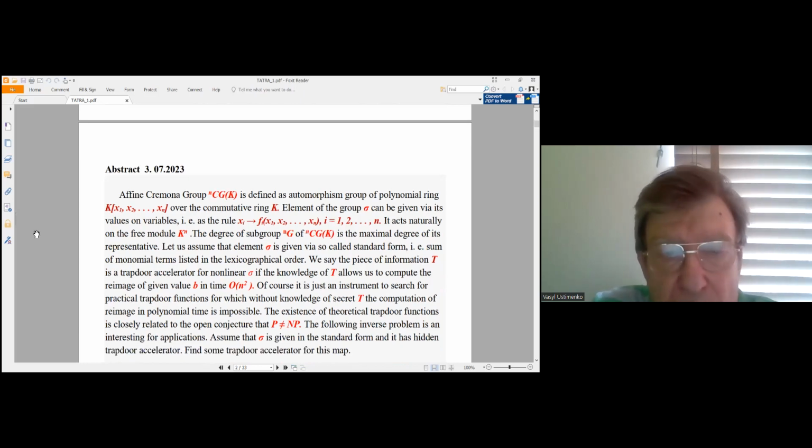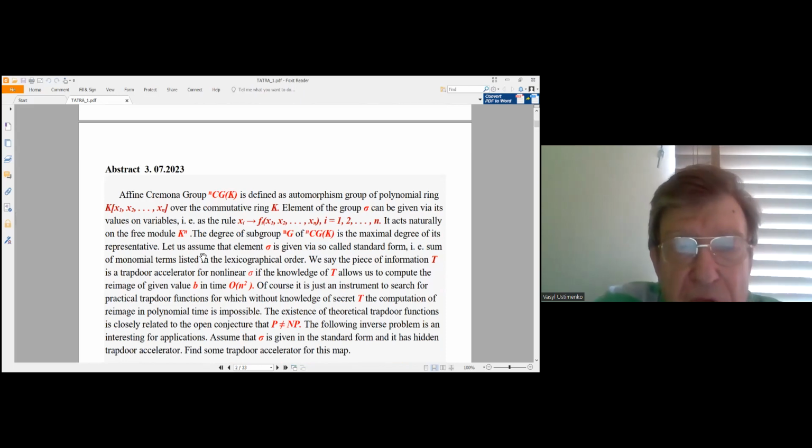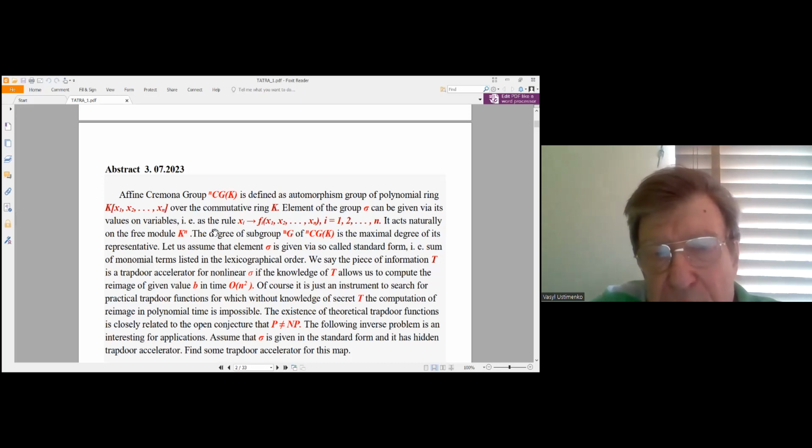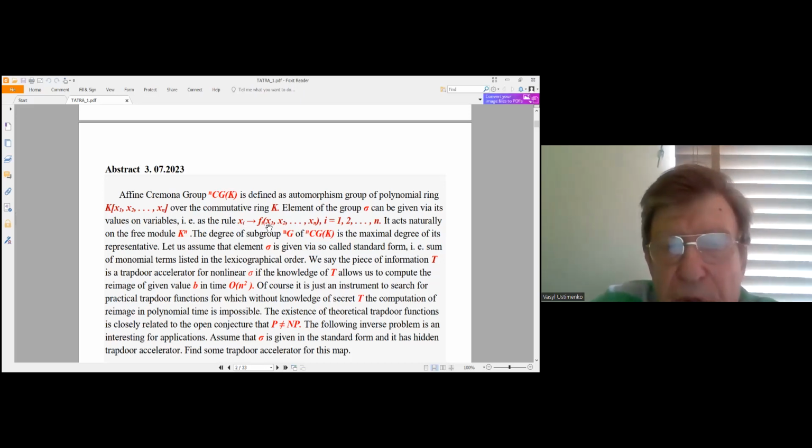So now the next definition. It's of a bit applied nature. We assume that element sigma has a trapdoor accelerator, which is just a piece of information which allows to recompute the preimage of this map for given value b in time O(n^2). So you see that if we have such sigma, it actually acts naturally on a free module k^n.